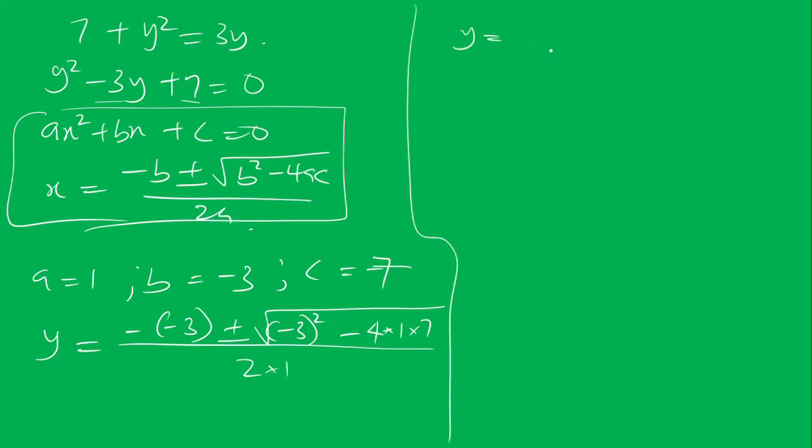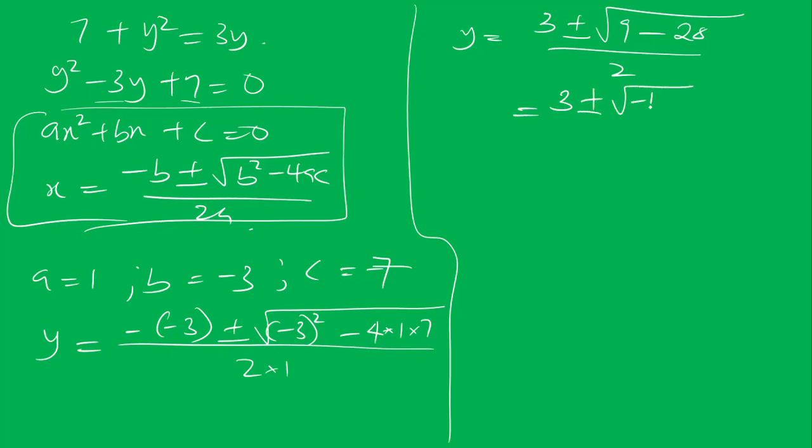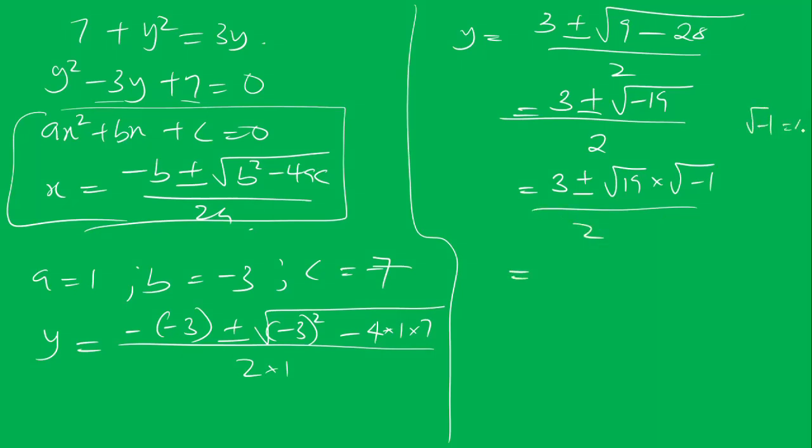which now means that y is equal to 3 plus or minus the square root of 9 minus 28, divided by 2. So 9 minus 28 will give you minus 19. So you have 3 plus or minus the square root of minus 19 divided by 2. This is the same thing as 3 plus or minus the square root of 19 times the square root of minus 1, divided by 2. And the square root of minus 1 is equal to i, complex numbers. So you have 3 plus or minus i square root of 19 divided by 2. So that is your value of y.